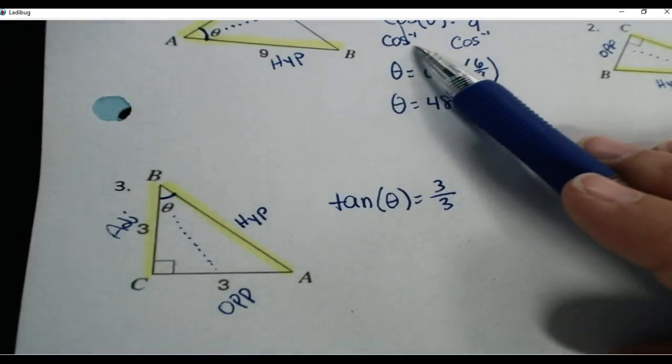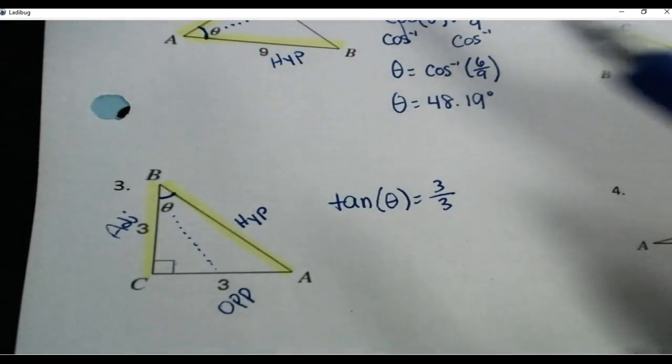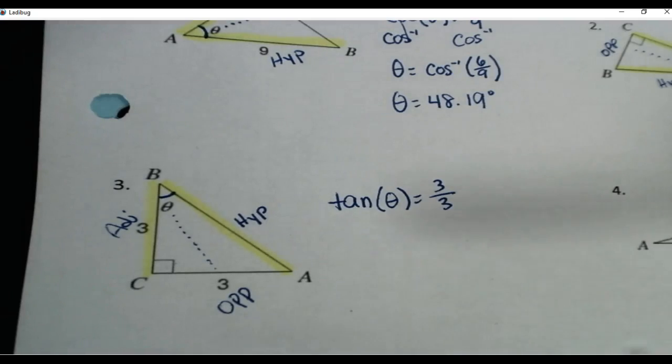So up top we did cosine -1 to get rid of cosine. Down here we'll do tan -1 to get rid of tan.